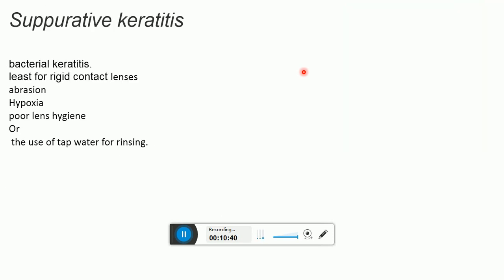Suppurative keratitis. Contact lens wear is the greatest risk factor for the development of bacterial keratitis. The risk is probably least for rigid contact lenses. Bacteria in the tear film are normally unable to bind to the corneal epithelium. So how do bacteria attach? Bacteria attach following an abrasion or in association with hypoxia. Then they invade the epithelium, and the microorganisms are introduced onto the corneal surface by poor lens hygiene and also the use of tap water for rinsing.